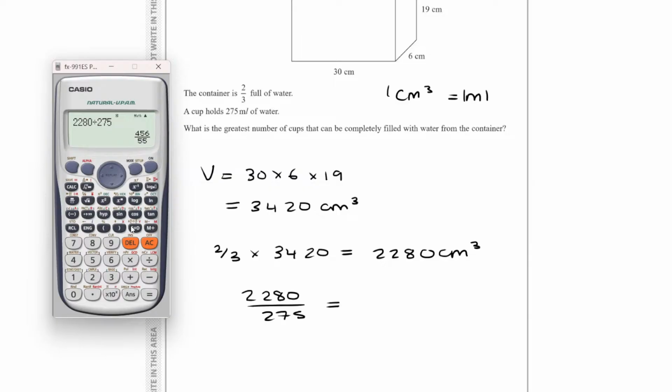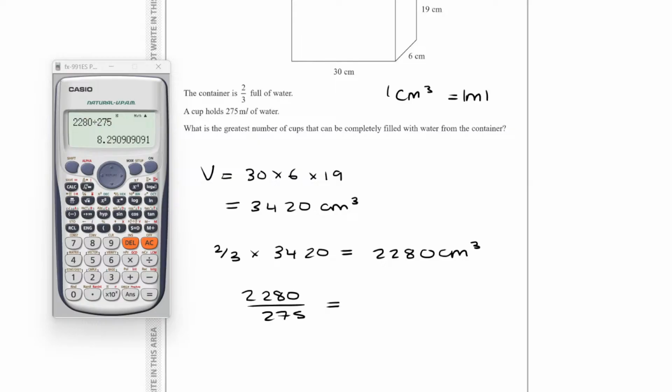So you can see here, I get 8.290909... So I need to obviously round it. You're either going to round up or down, but it depends on the context, doesn't it? It says, what is the greatest number of cups that can be completely filled? So completely filled would only be 8, wouldn't it?